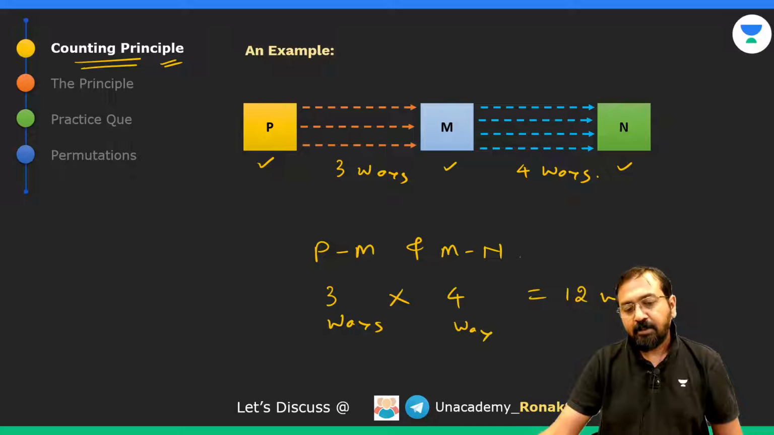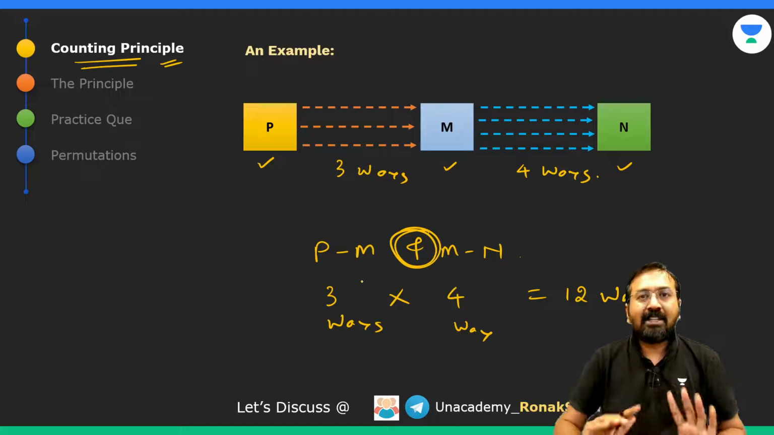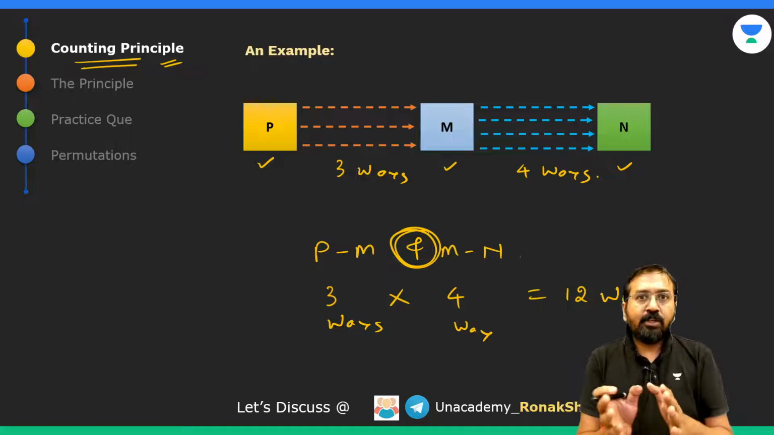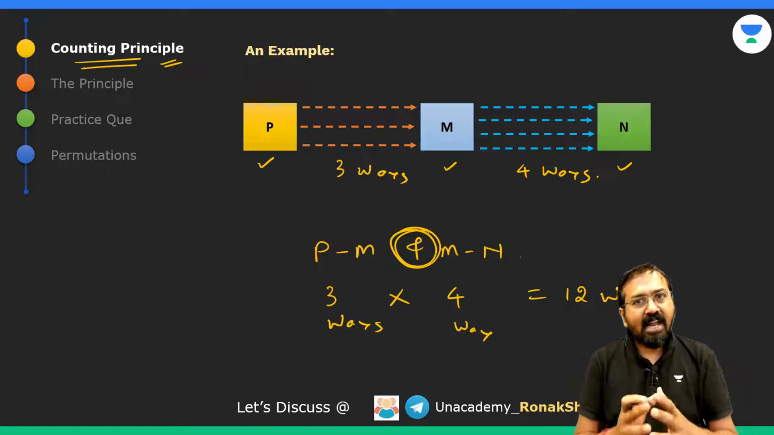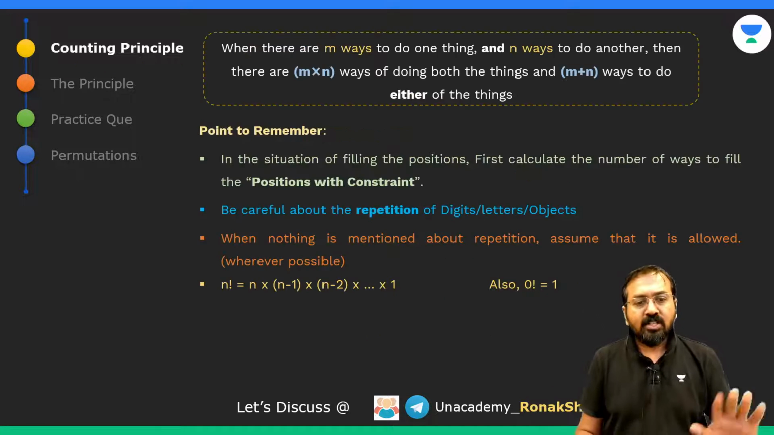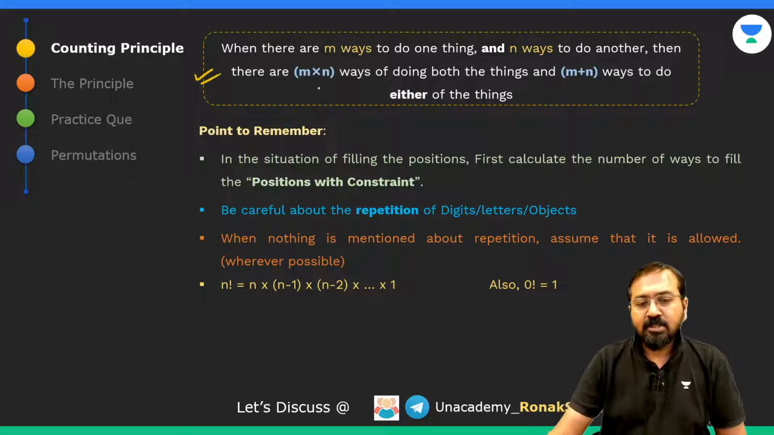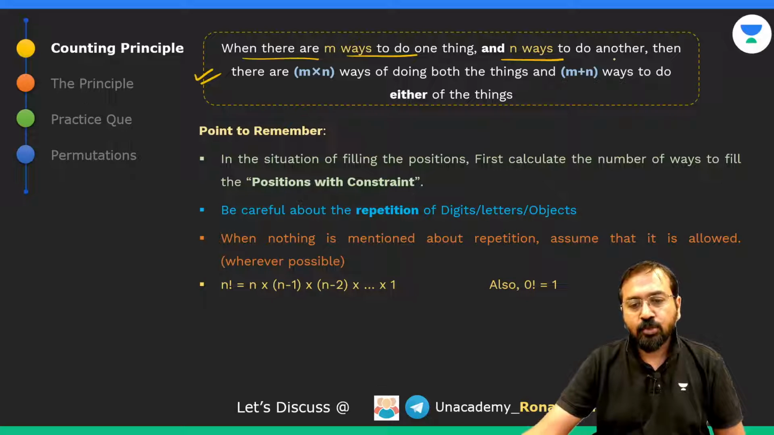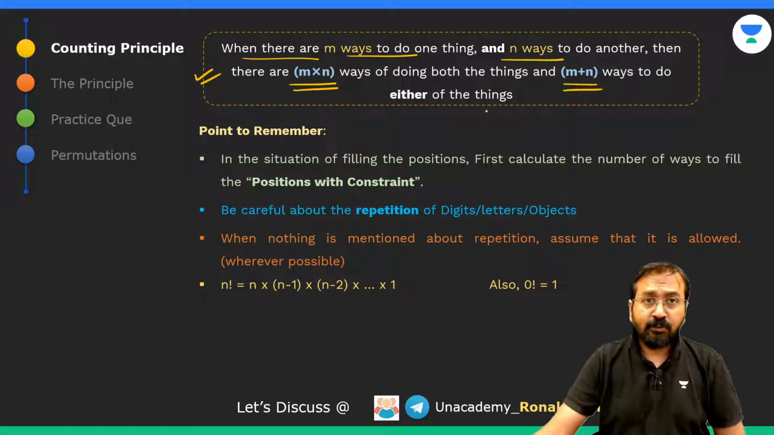So whenever we perform 2 tasks together, whenever I use the word and, we need to multiply the number of ways. Similarly, if we use the word either or, then we'll add the number of ways of doing it. So this is the counting principle. The rule is mentioned over here. When there are m ways to do one thing and n ways to do another thing, then there are m into n ways of doing both the things together, and m plus n ways of doing either of the things at a time.